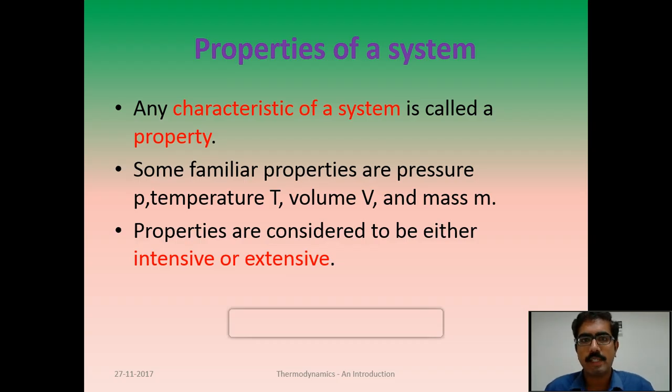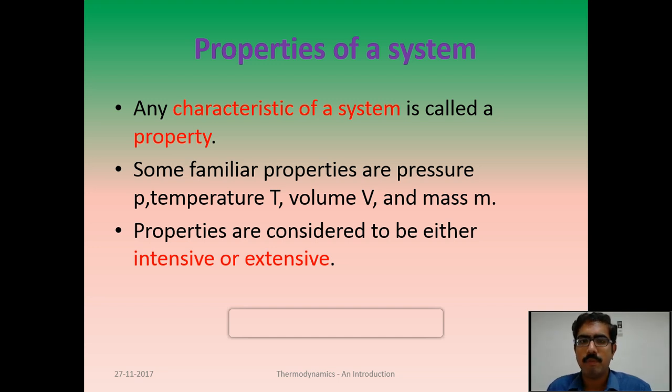Properties of a system. We have seen the system. System is nothing but a quantity of matter. Under the system we have seen types also, open system, closed system. Obviously every system will have properties. The most familiar properties for the system are pressure, temperature, volume, mass, etc. There are lots of properties available, but we have to categorize these properties. For that we have the terms intensive or extensive.